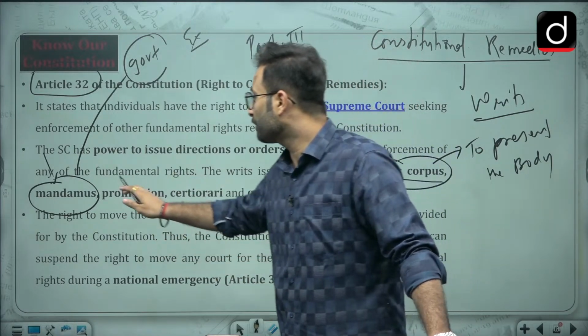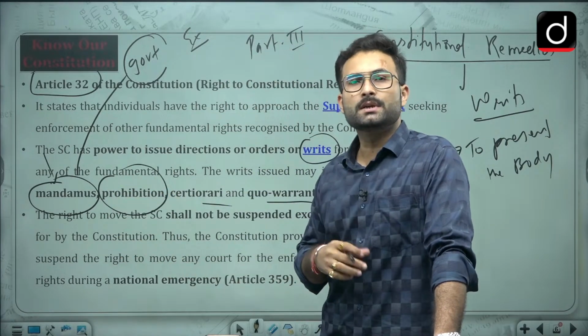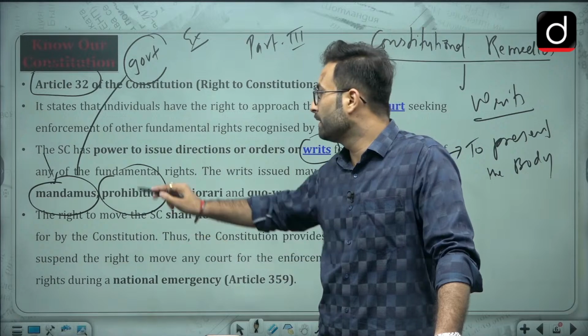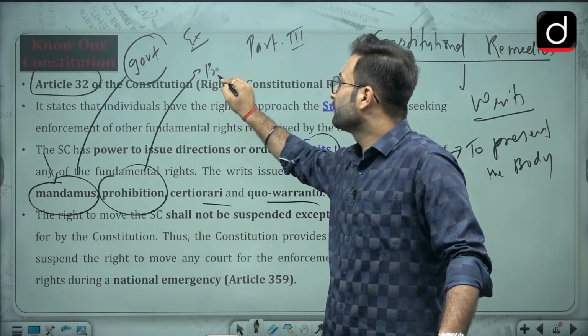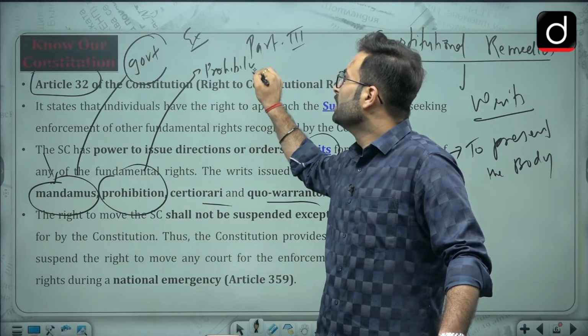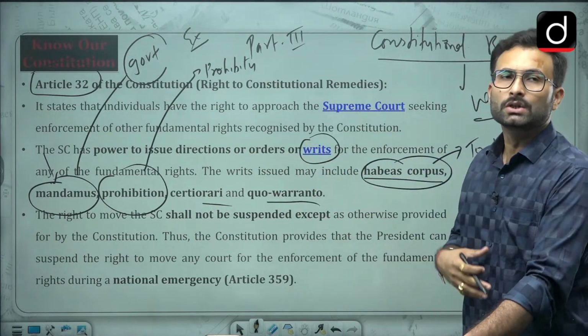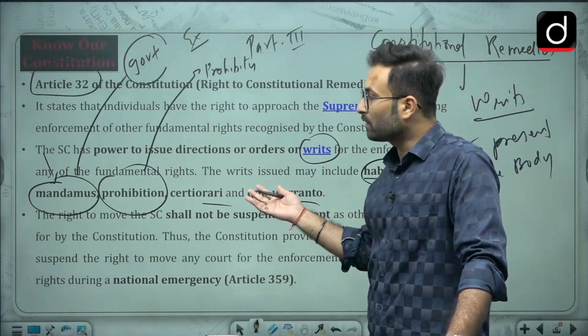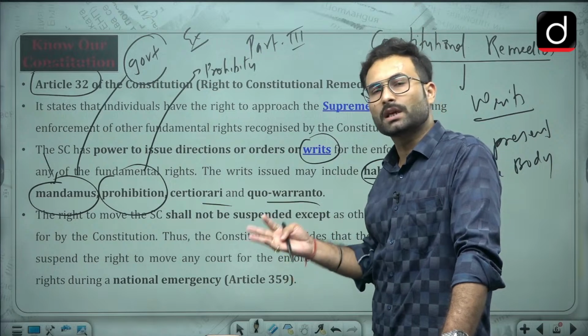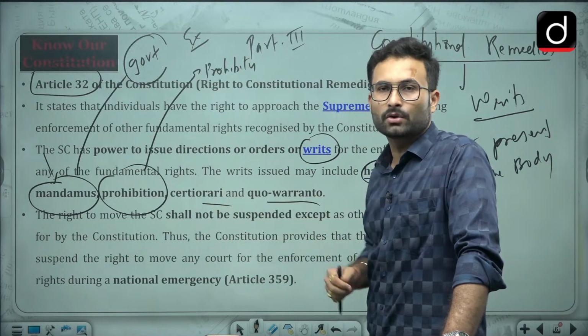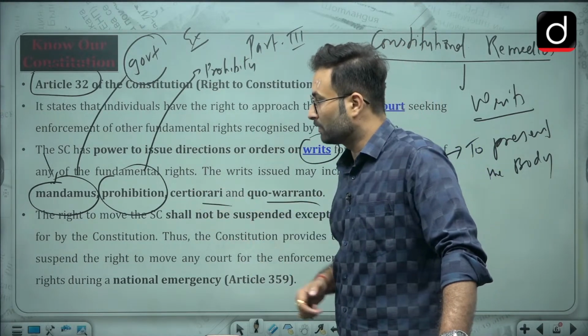Other than that, when we talk about prohibition, the court will try to prohibit one particular activity. Okay, so like that we have various writs. Then we have certiorari, we have quo warranto. So these writs are given. This is part of your static syllabus, which you can discuss or you can directly go into the books and talk about that.